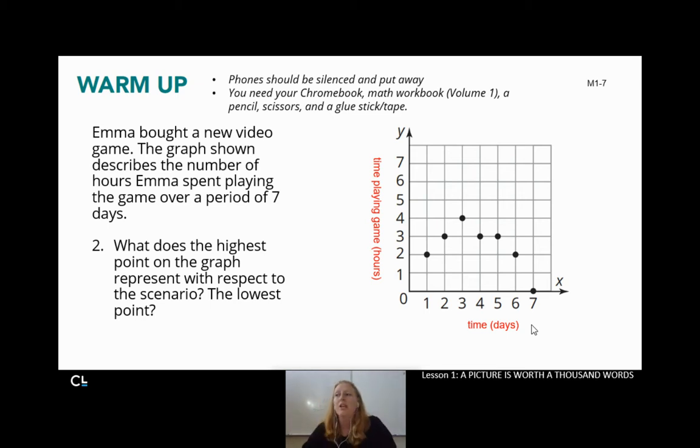Fair enough. So today's part of the warm-up that I would like you to finish off. What does the highest point on the graph represent with respect to the scenario? And what about the lowest point? Go ahead and hit pause and jot down your thoughts on this in your workbook, and then hit play when you're ready to keep the discussion going.